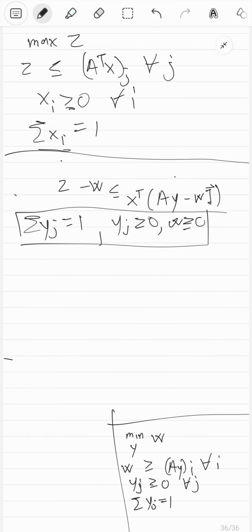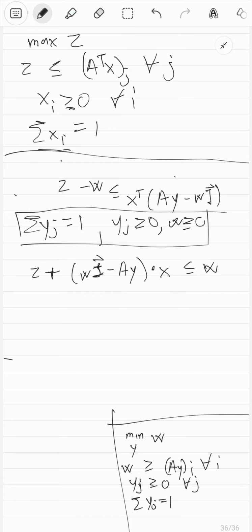equal to x transpose A y minus w times the 1 vector, which we can rewrite as z minus x transpose times all of this stuff, or you could say z plus w times the 1 vector minus A y, x transpose. So you could just think of a dot product over here, dot x, that thing is less than or equal to w, right?